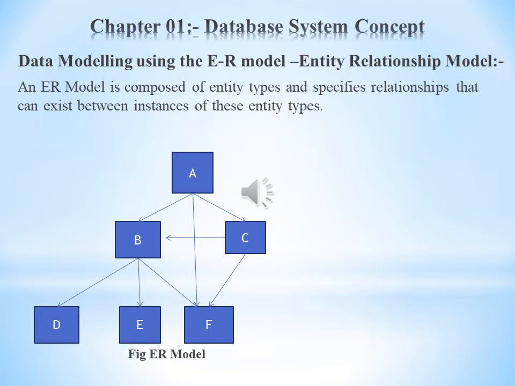Figure shows the ER model. A, B, C, D, E, F are there, but the components of B, C belong to A, as well as the components of D, E, F belong to B, C, A. That means it is a hierarchical type, a tree structure. In data structures, you learnt about the hierarchical models as well as tree structures.